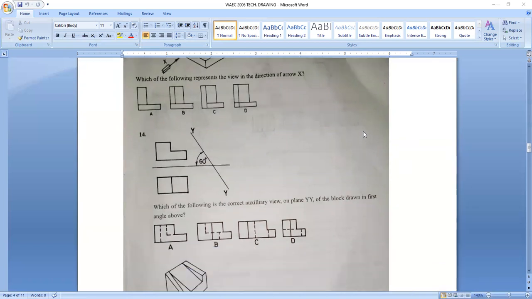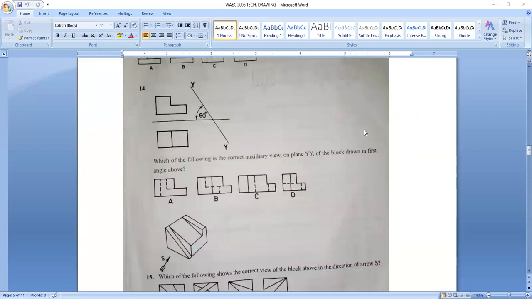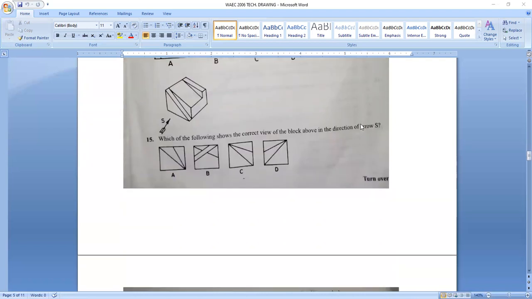Then we move to question 14, which says: which of the following is the correct auxiliary view on plane YY of the block drawn in first angle above? The answer to that question is option B. Then question 15 says: which of the following shows the correct view of the block above in direction of arrow S? The answer to that question is option C.